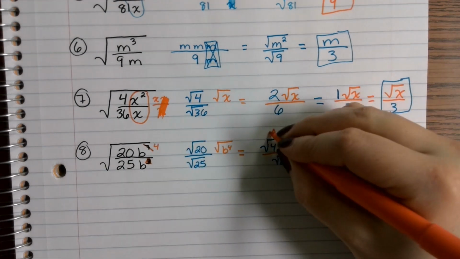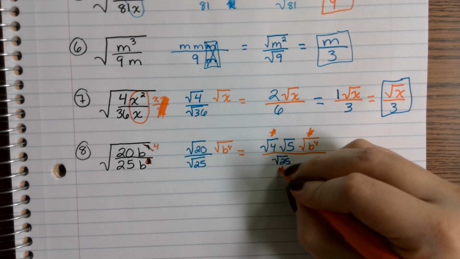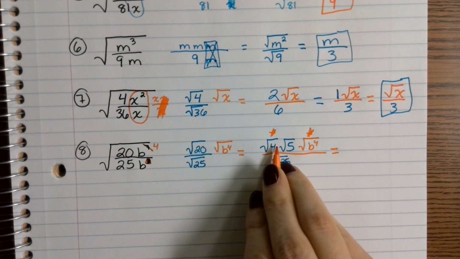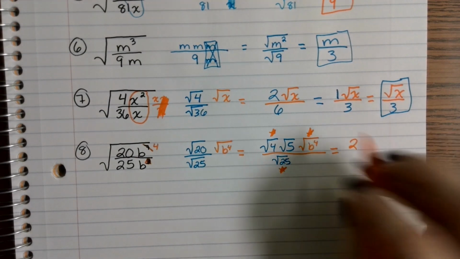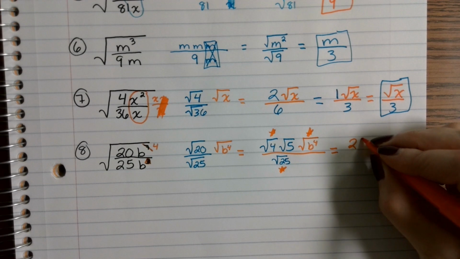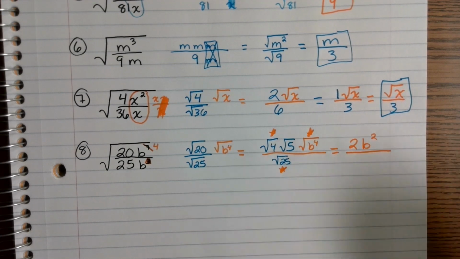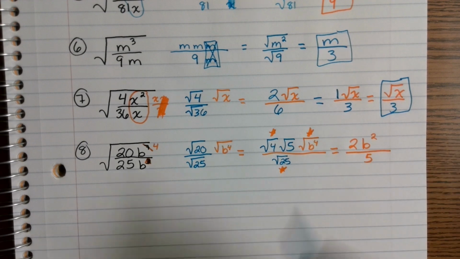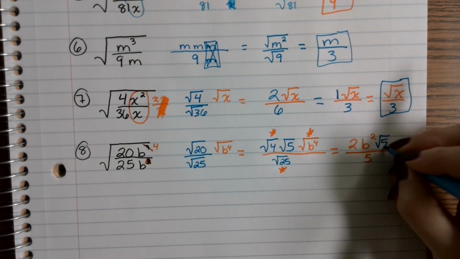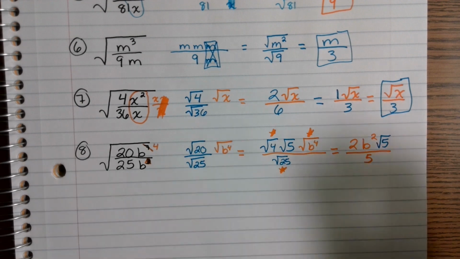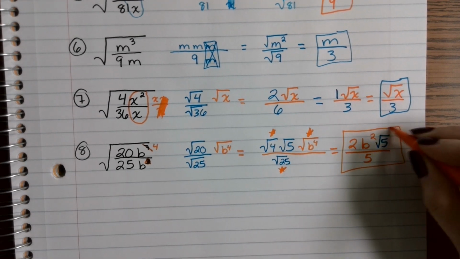Okay. Here's your perfect square. Here's a perfect square. Here's a perfect square. So what's the square root of 4? 2. What's the square root of b to the 4th? b to the 2nd power. What's the square root of 25? 5. And then you still have square root of 5 on the top. That's it. It's the final answer.